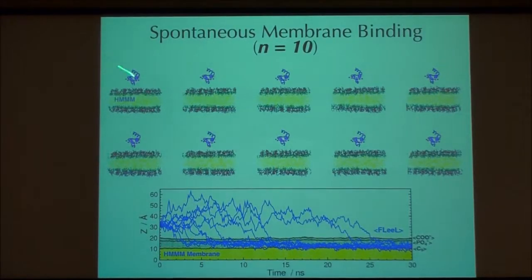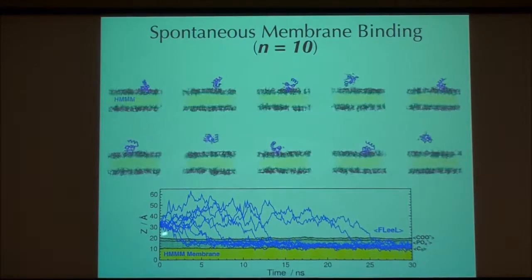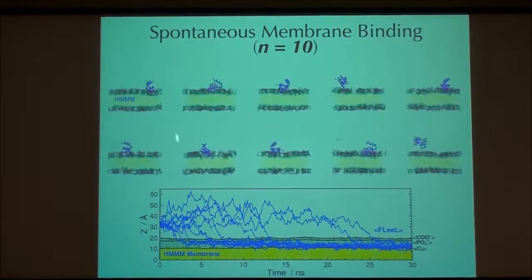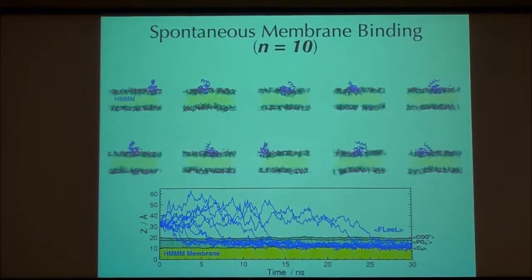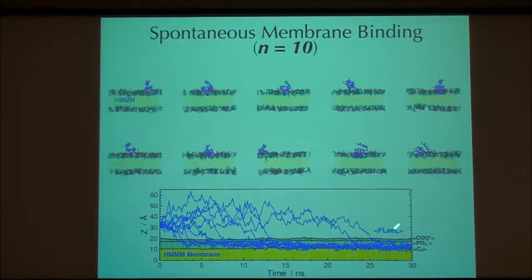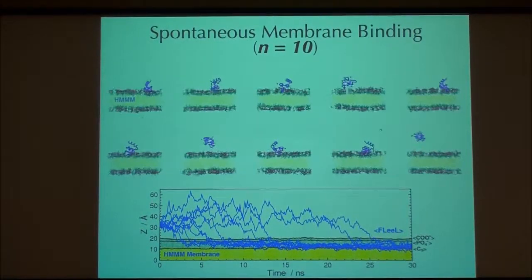And now, in the simulation we had to do using biased simulations, sometimes working, sometimes not. Now we have been able to do this 10 times, really, in our cases, seeing binding of the protein in equilibrium simulations. Now we are not applying any bias. The protein binds very nicely to the membrane, converging to a very similar configuration.